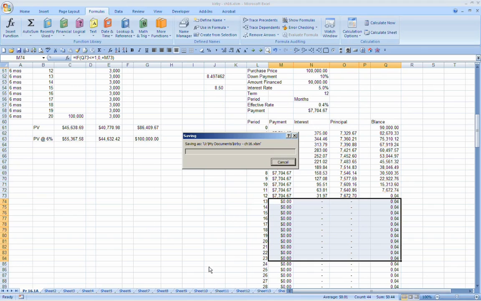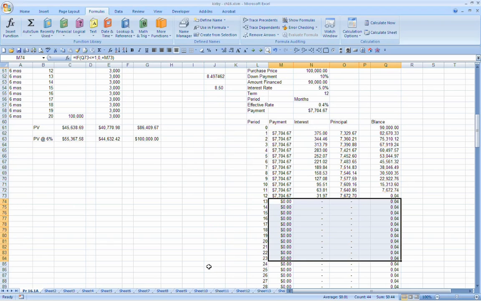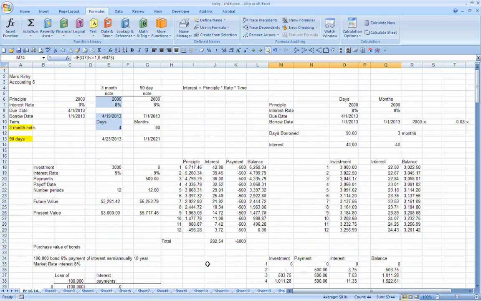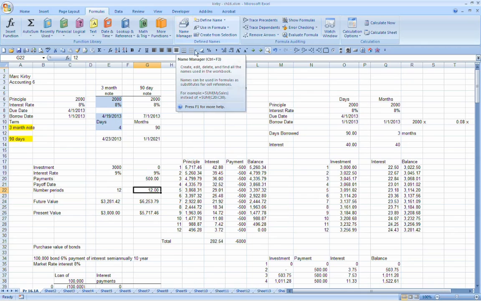All right, it's going to save. So, while it's saving, those are the cool concepts for this week. Chapter 16: calculating time differences in notes, calculating interest, using an if statement to determine if it's months or days, and calculating the interest accordingly, calculating future value, present value. I did a refresher on the name manager.